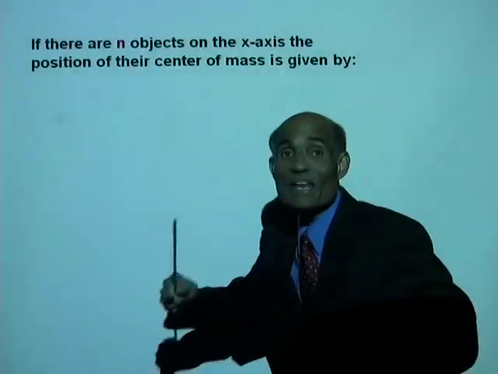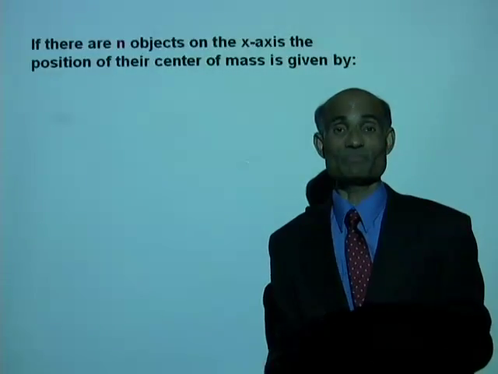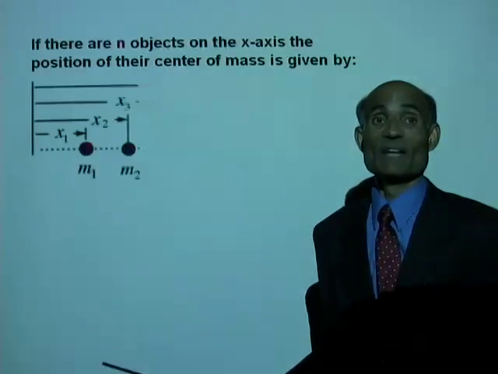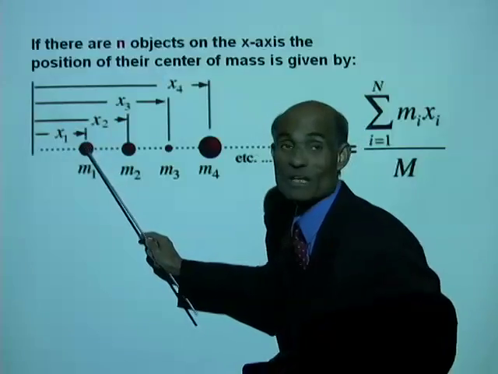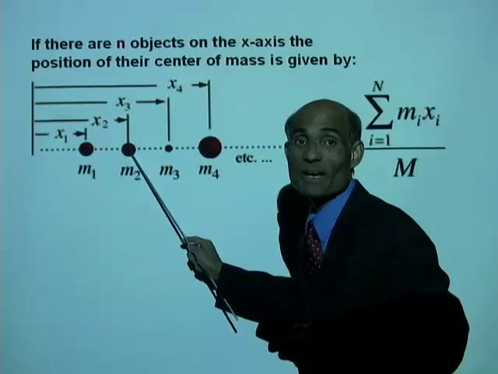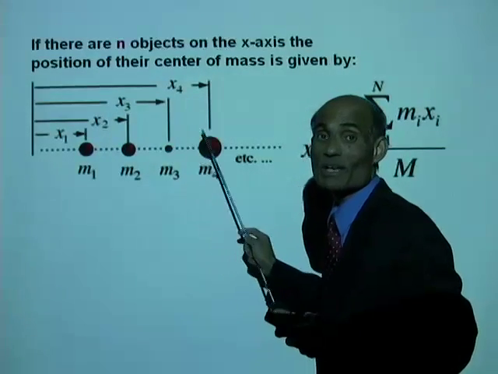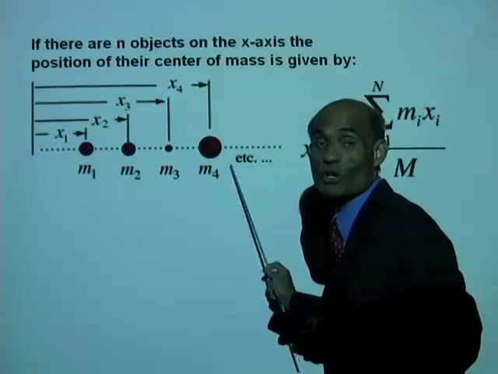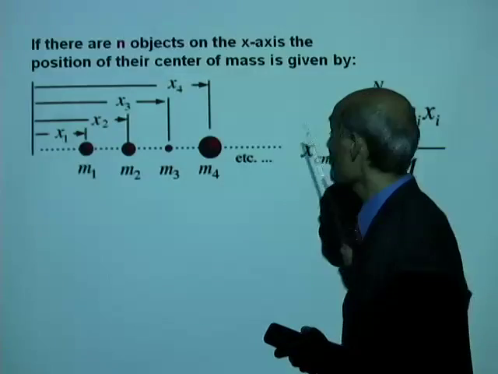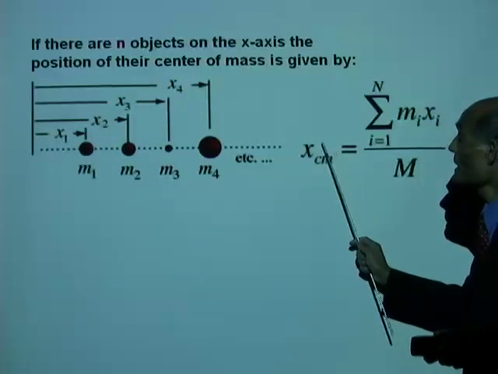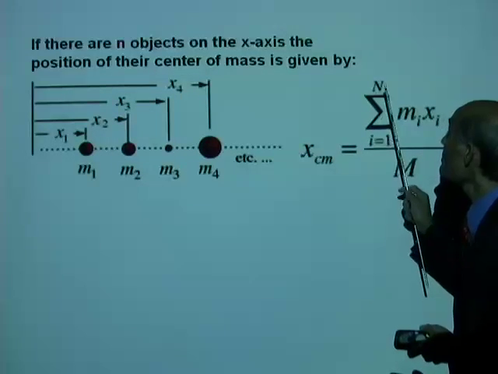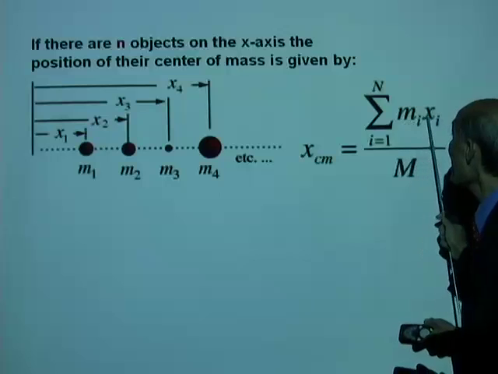Now, if there are n objects on the x-axis, not necessarily two, there are many objects on the x-axis, then we can extrapolate that equation. m1 x1 plus m2 x2 plus m3 x3 plus m4 x4 divided by m1 plus m2 plus m3 plus m4. And we can summarize it like this. X center of mass equal to summation i equal to 1 to n of mi xi.